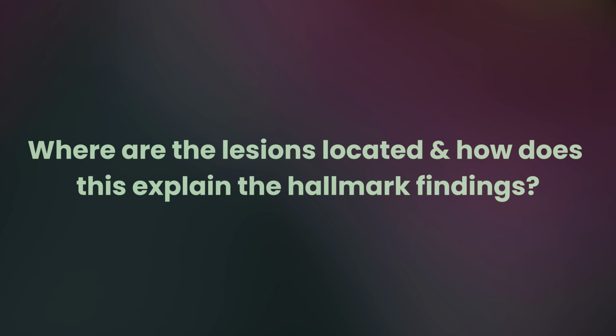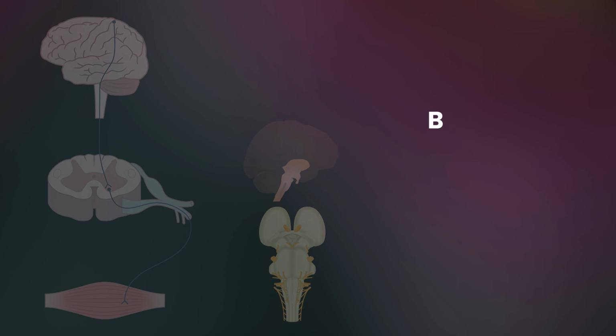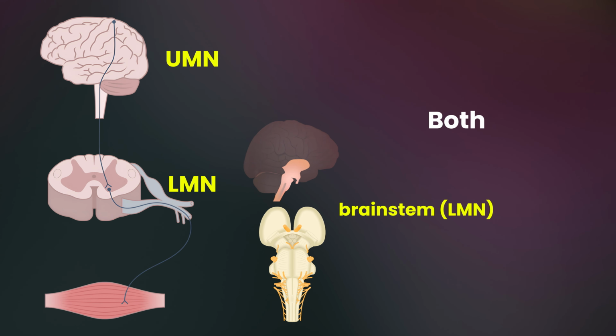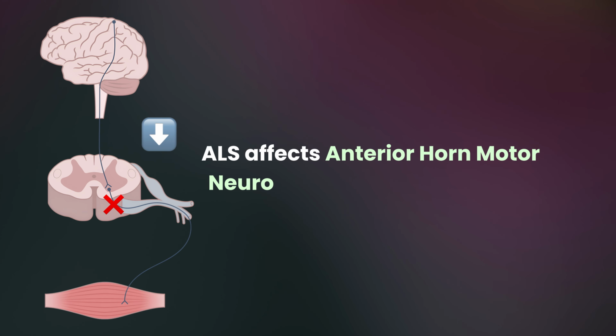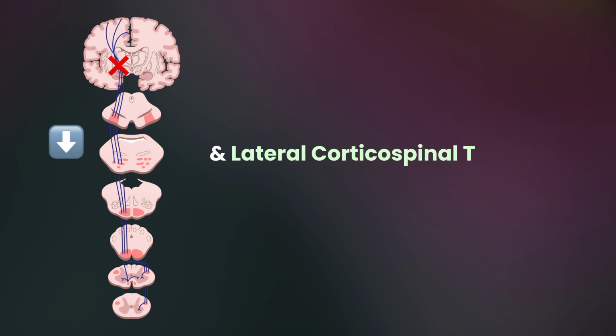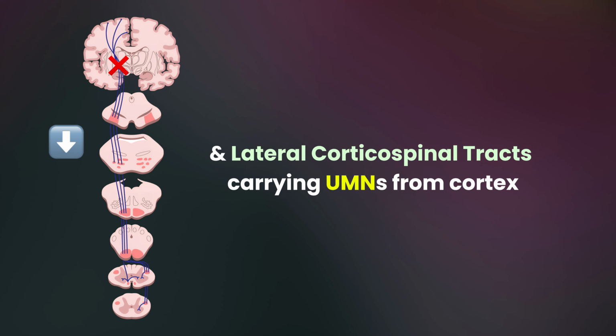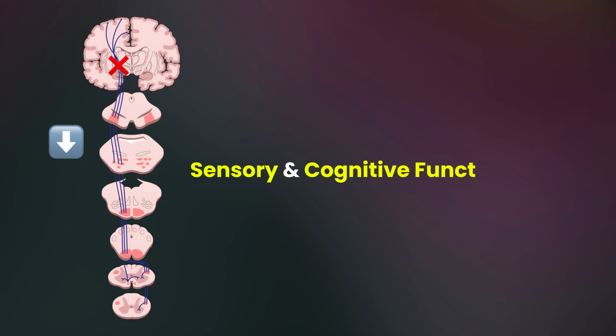Where are the lesions located, and how does this explain the hallmark findings? The hallmark of this disorder is the presence of both upper motor neuron and lower motor neuron lesions. Amyotrophic lateral sclerosis affects anterior horn motor neurons in the spinal cord, lower motor neurons, and the lateral corticospinal tracts carrying upper motor neurons from the cortex. Sensory and cognitive functions are generally preserved.